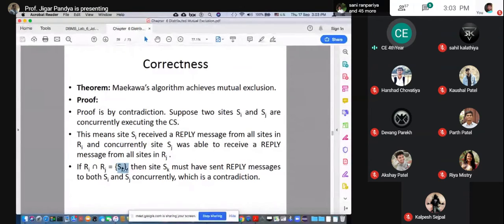Because as per the rule, a site can send acknowledgement to only one, but this situation says Si as well as Sj both have acknowledgement from SK, and that's not possible. That means it is a contradiction here, and that confirms that Maekawa's algorithm achieves mutual exclusion. So that's the theoretical proof of Maekawa's algorithm to achieve distributed mutual exclusion.